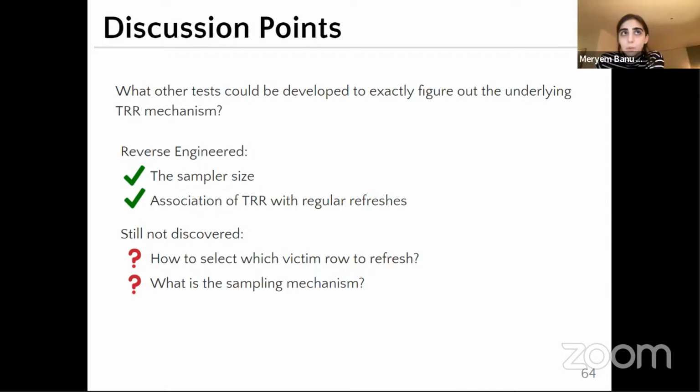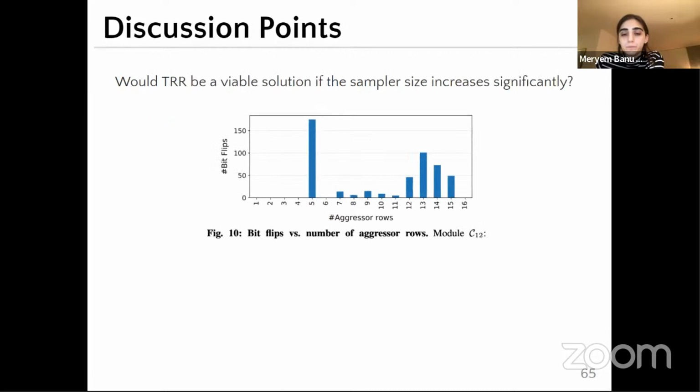Yeah, okay, maybe I can continue with the next discussion point. So I think another issue is that TRRespass can bypass in-DRAM TRR by increasing the cardinality, right? But would TRR be a viable solution if we increase the sampler size significantly? Because we know that there are no bit flips when the aggressive row count is less than the sampler size.